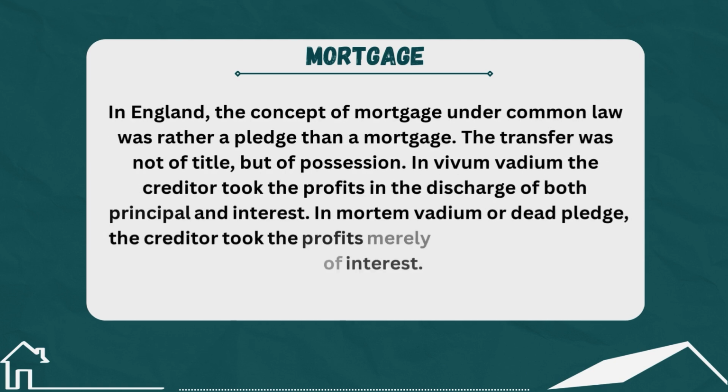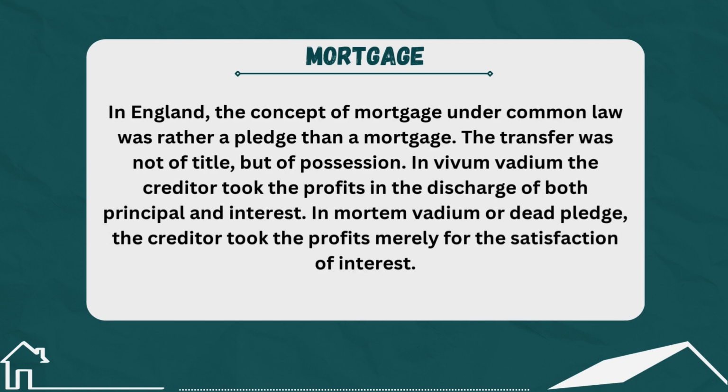In England, the concept of mortgage under common law was rather a pledge than a mortgage. The transfer was not of title, but of possession. In vivum vadium, the creditor took the profits for the discharge of both principal and interest. In mortuum vadium, or dead pledge, the creditor took the profits merely for the satisfaction of the interest.